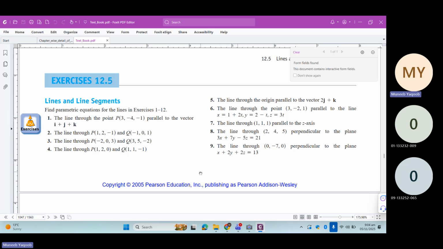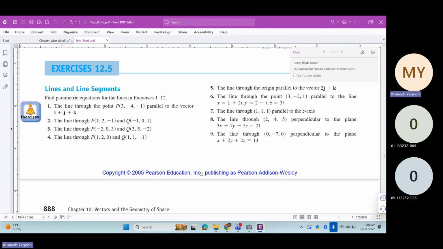So students, if you want me to solve any question from 1 to 12, 1 to 9, you can always tell me, okay? So which question should I solve for you from 1 to 9?